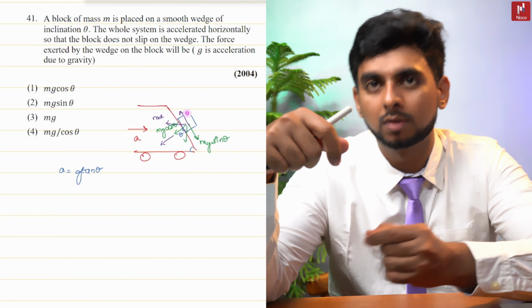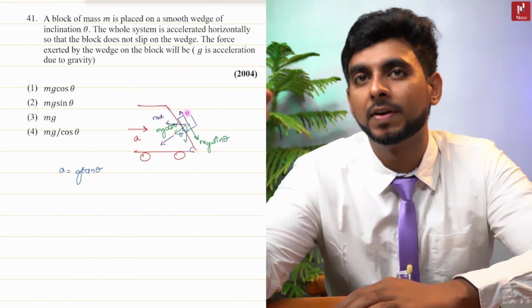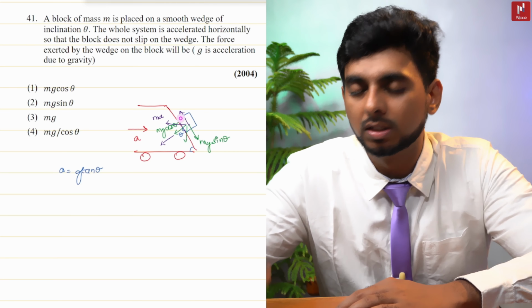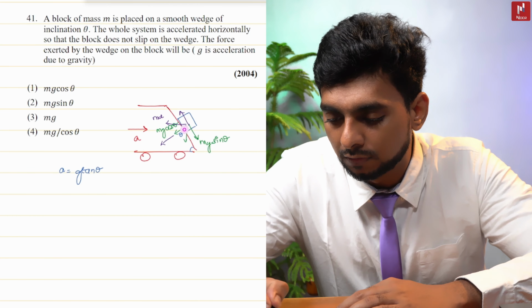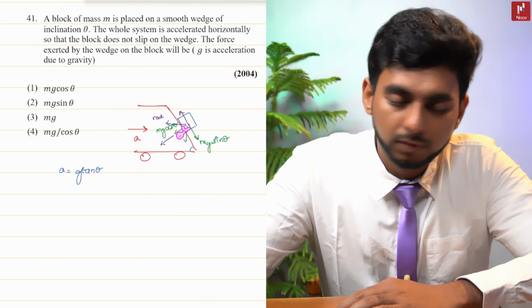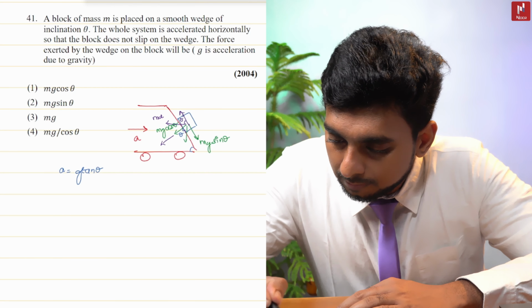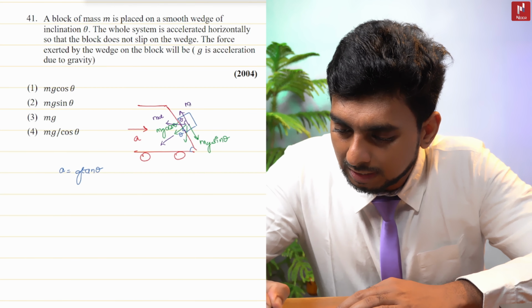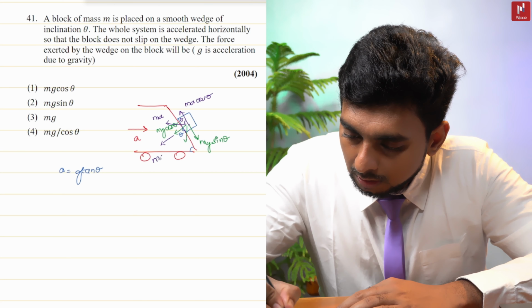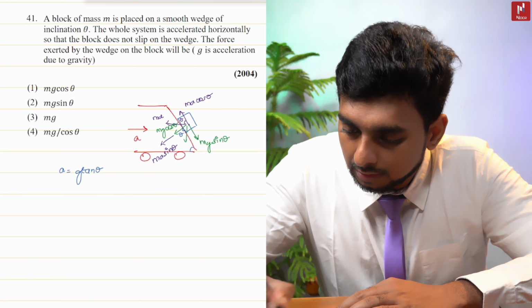So if you do a tilt on one side, the same theta will be generated on the other side. I have made this argument already, so you should be clear. If this was going to be theta, then obviously this one will also be theta. Those two are just the same thing. So this component will be ma cosine theta and this one will be ma sine theta.